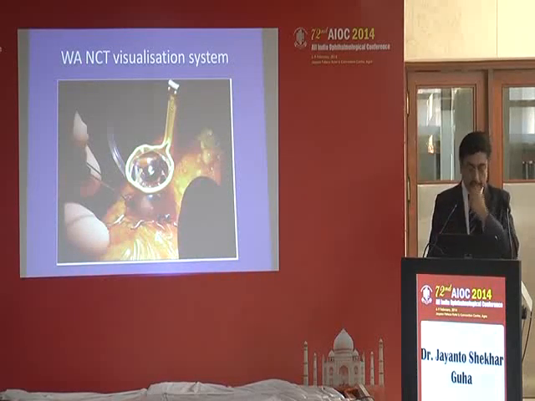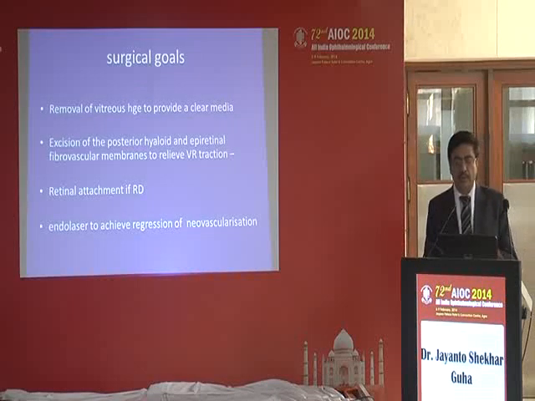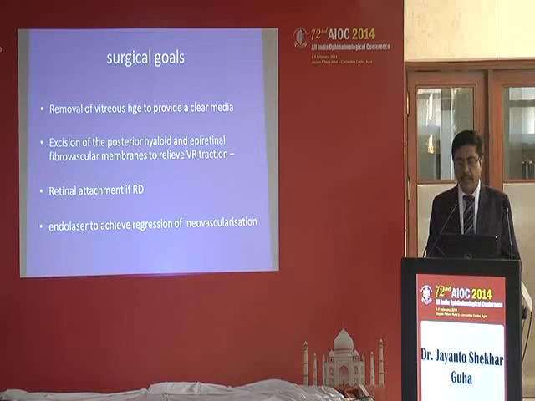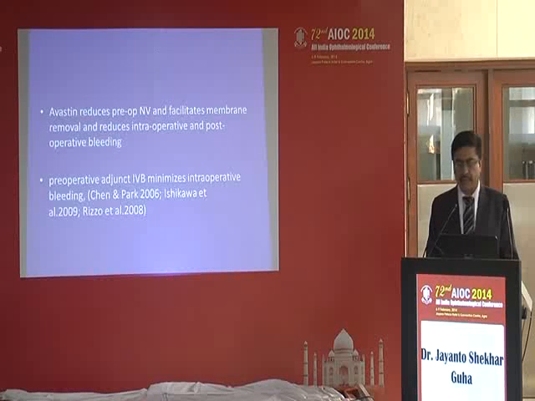So this is the system that I use at this site with all the other gadgets. The surgical goals, as in any diabetic case, would be the removal of the hemorrhage, excision of the posterior hyaloid and retinal vascular membranes, retinal attachment, which is an RD, and endolaser with a tamponading agent. So these are the good prognostic factors, and these are the poor prognostic factors.